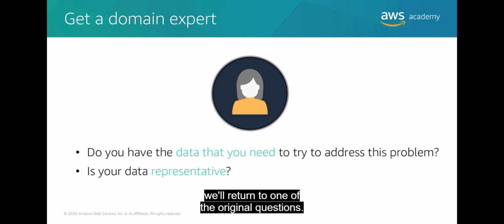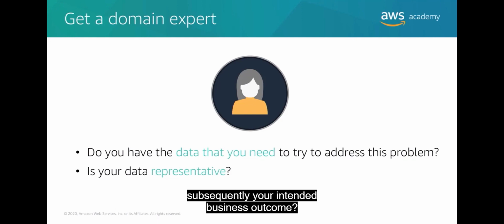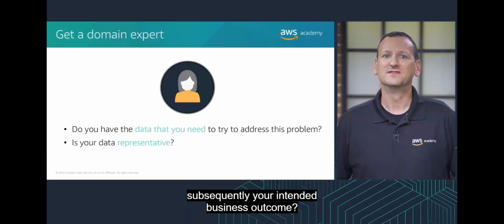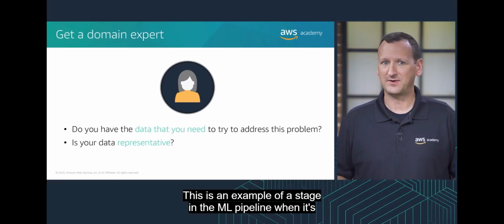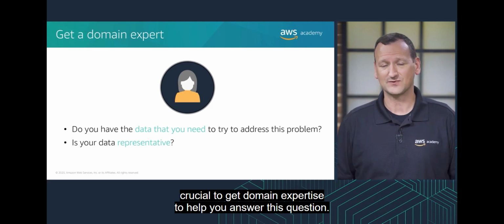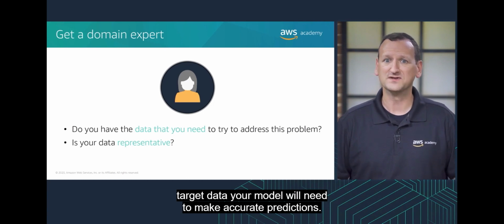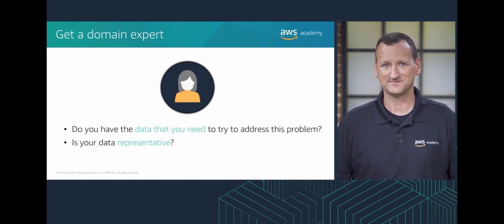So given what you know about the elements of an ML dataset, we'll return to one of the original questions. What data do you need to actually train your model to reach the desired output and subsequently your intended business outcome? This is an example of a stage in the ML pipeline when it's crucial to get domain expertise to help you answer this question. With domain knowledge, you can start determining the features and target data your model will need to make accurate predictions.